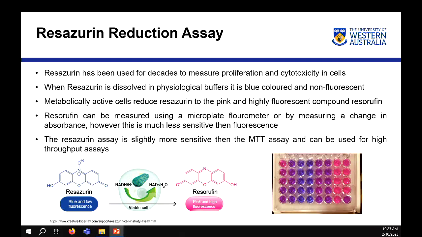Resazurin, when it dissolves in buffers, is blue in colour and non-fluorescent. Metabolically active cells reduce resazurin to pink. So here is the reaction. Here's resazurin. Viable cells use NADH to produce resorufin, and resorufin is pink with high fluorescence. So you can see here, lots of pink. These cells are quite happy, whereas you see blue here, indicating that the cells aren't quite so happy. Resazurin is slightly more sensitive than the MTT assays, and it can be used for high throughput.